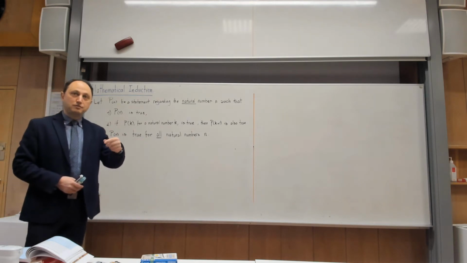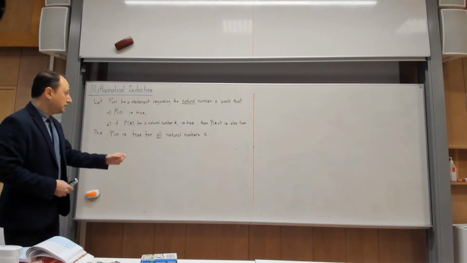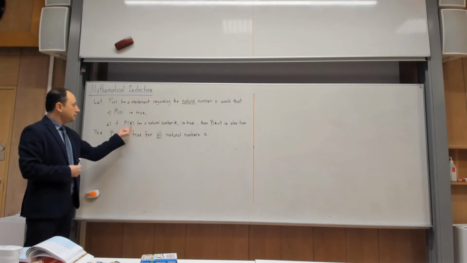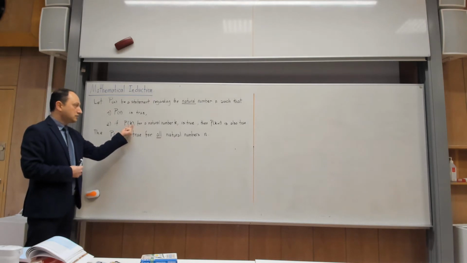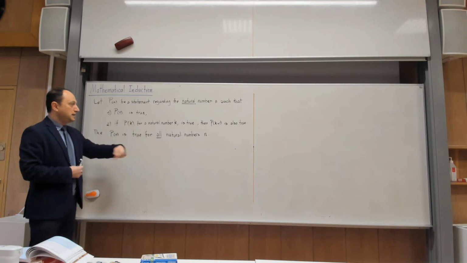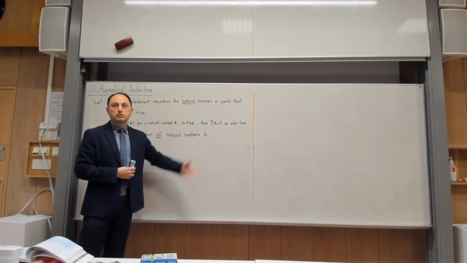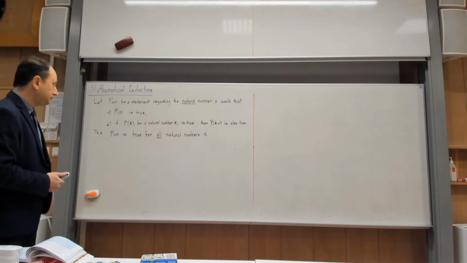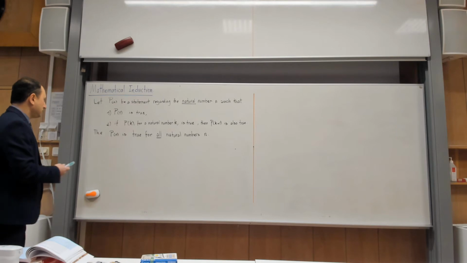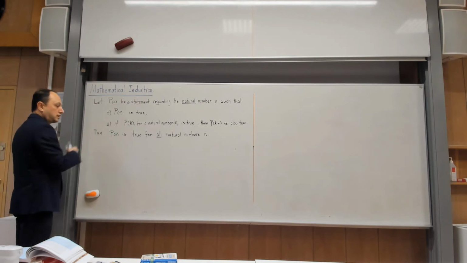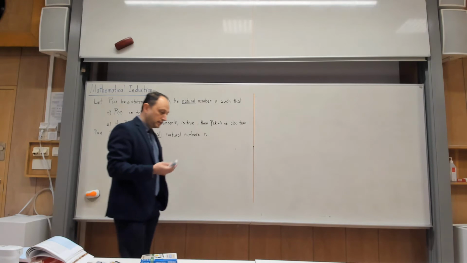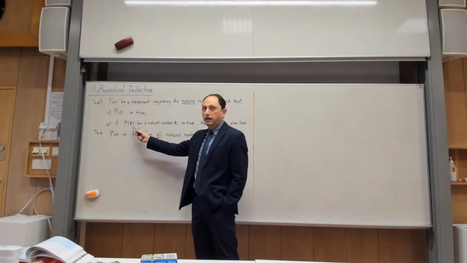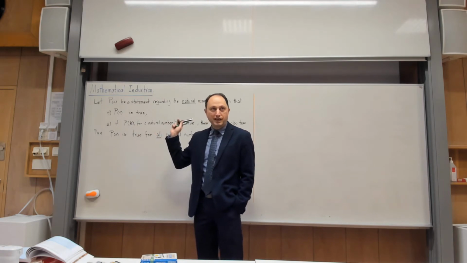Because you check that P of 1 is true, and in the second step you prove that if P for a number k is true, P for the next number k plus 1 is also true. If you think a little bit more, it tells you that P of n is true for all natural numbers. Why? Because you are telling that P of 1 is true, and in the second step you are showing that for any number k, if P of k is true, then P of k plus 1 is also true.